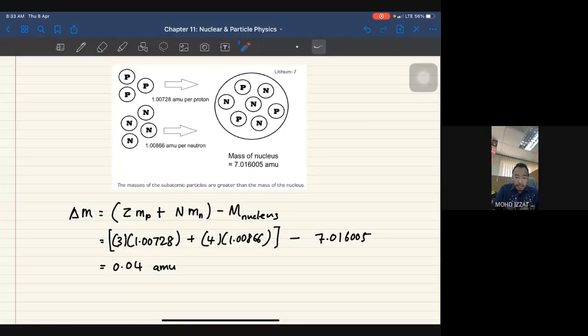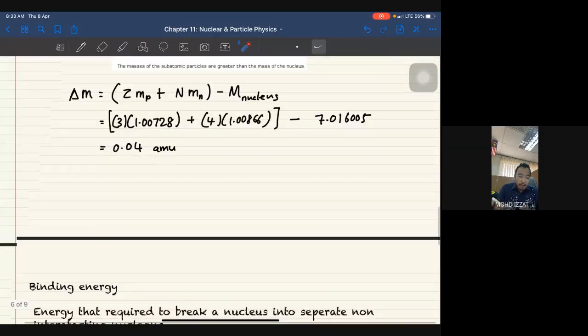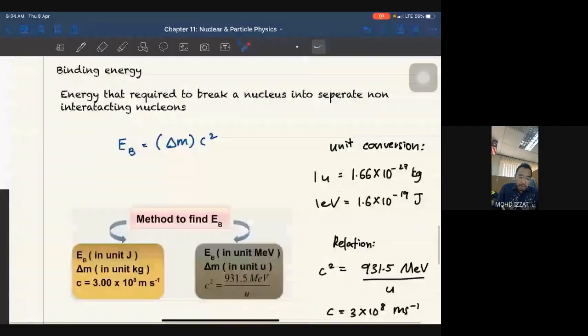So the binding energy cannot come from anywhere else. This energy must come from something. Energy cannot be created or destroyed. It must be converted from one thing into another. So in this case, the mass is actually converted into energy. Okay, so our next subtopic is about binding energy.